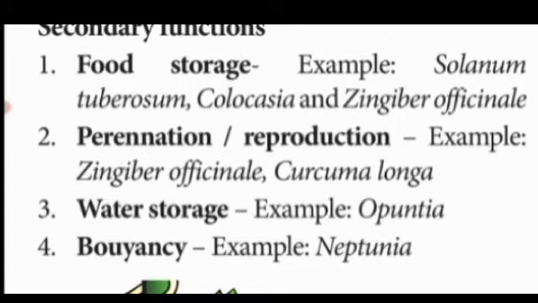So it produces young ones. So it is called a perennating organ or organ of reproduction. Example: Zingiber officinale, ginger; Curcuma longa, turmeric. Water storage. Some of the stems are swollen and fleshy. Such a stem stores water for future purposes. These plants live in xerophytic conditions. So water storage organ, example Opuntia, cactus.